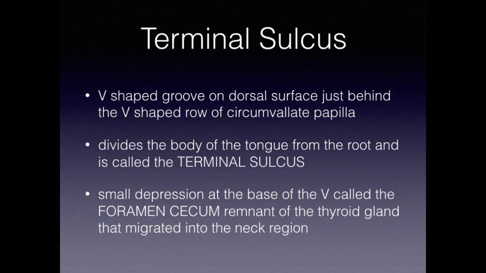As I said, the body of the tongue extends from the tip of the tongue to the terminal sulcus, where we have that V-shaped groove on the dorsal surface. And this is found just behind the V-shaped row of circumvallate papillae. At the very base of the V shape is a small pit-like depression called the foramen cecum. The foramen cecum is the original location of the thyroid gland.